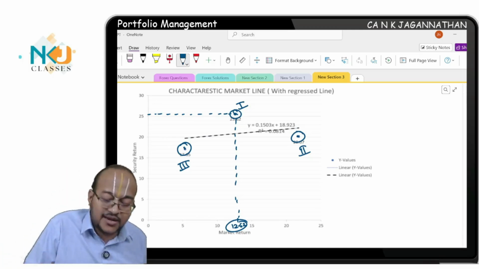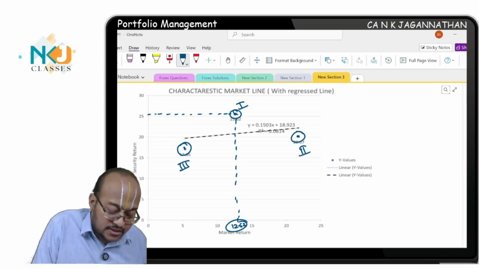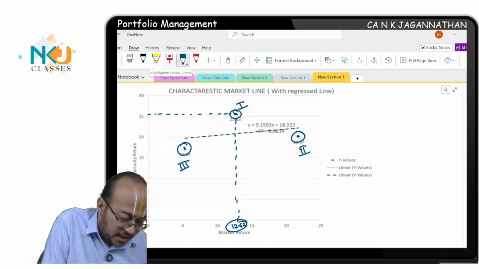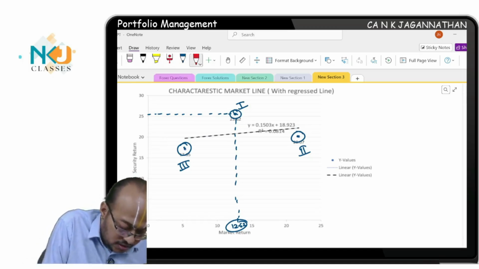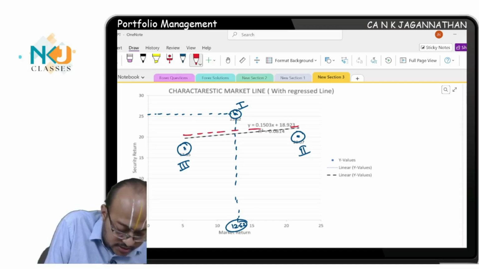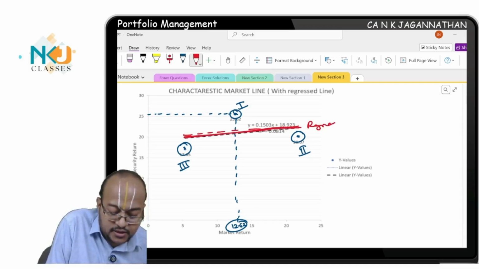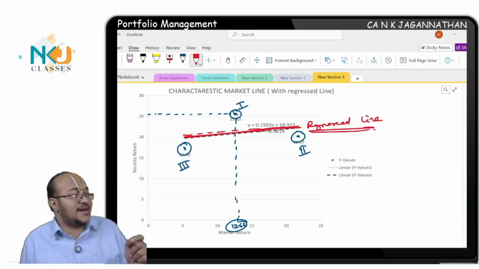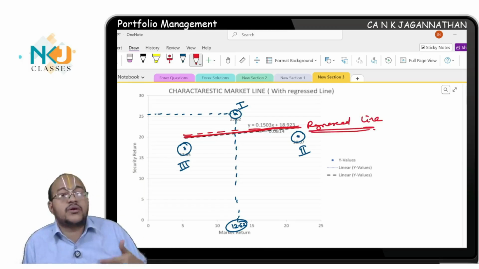All this we can use for regression. This line, can you carefully observe? I can show you here. Can you see this? This line is the line of best fit, the regression line. This is nothing but the characteristic market line, which we are going to learn anyway.